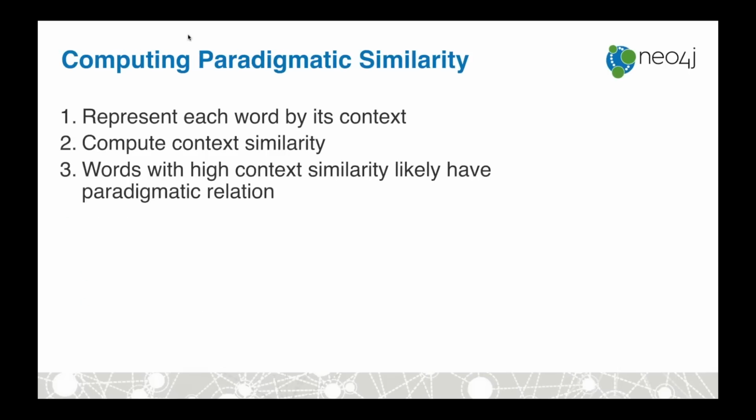So what is the process for computing paradigmatic similarity in a text corpus? Well, the first thing we need to do is represent each word by its context. We then need to compute the context similarity, and then finally query for words that have this high similarity. Words above some threshold, we'll say they likely have a paradigmatic relation. So let's look at how we can do this using Cypher.